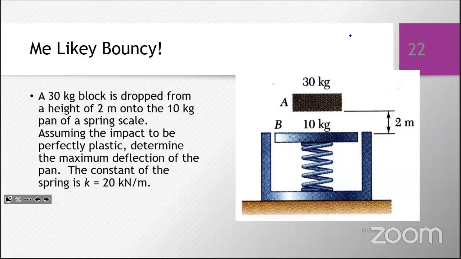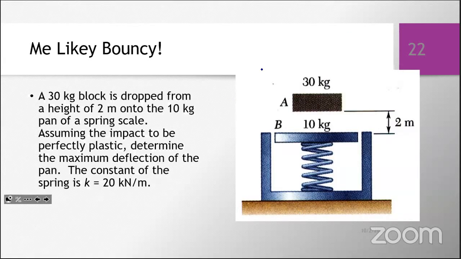What do we need to figure out? We're assuming that the impact is perfectly plastic. So that's a big keyword for us. All right, what does that mean? If my collision is perfectly plastic, what does that mean for us? Doesn't bounce, that's right. So we can assume that since it doesn't bounce, once the 30-kilogram package hits the scale, it stays on the scale, right? And then those two things are going to move at the same velocity post-impact. We want to find the maximum deflection of the spring, knowing that the spring constant is 20 kilonewtons per meter.